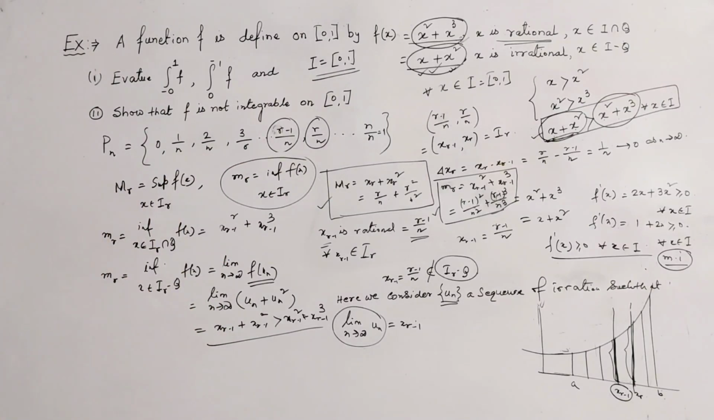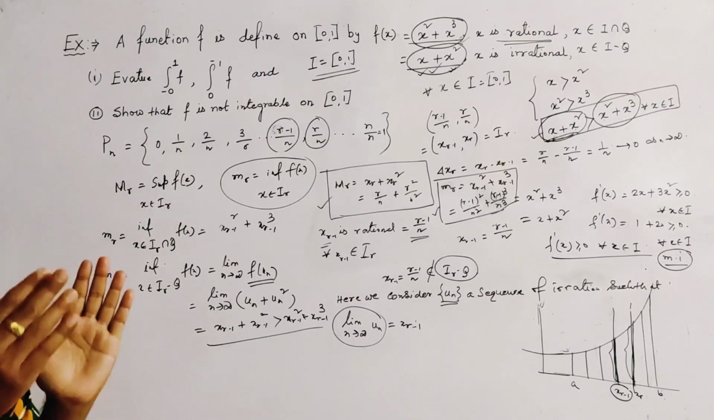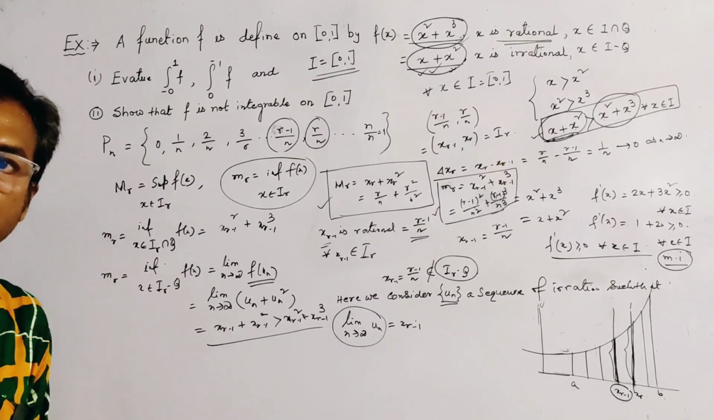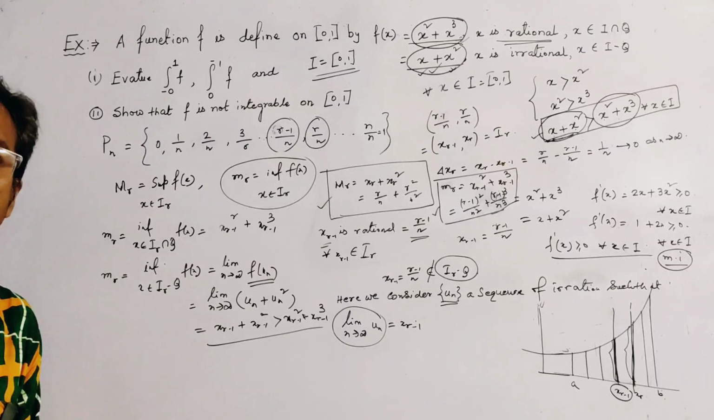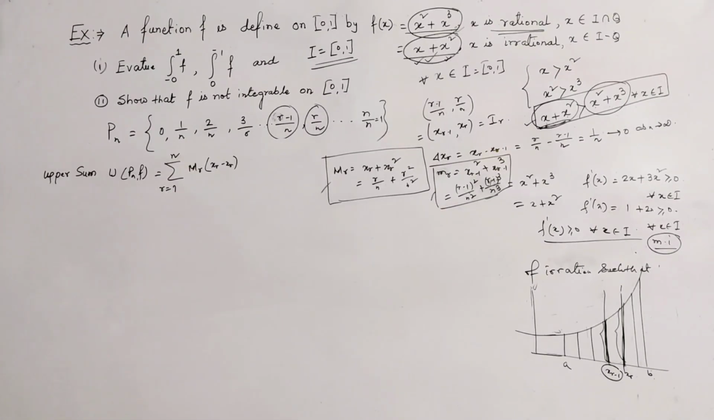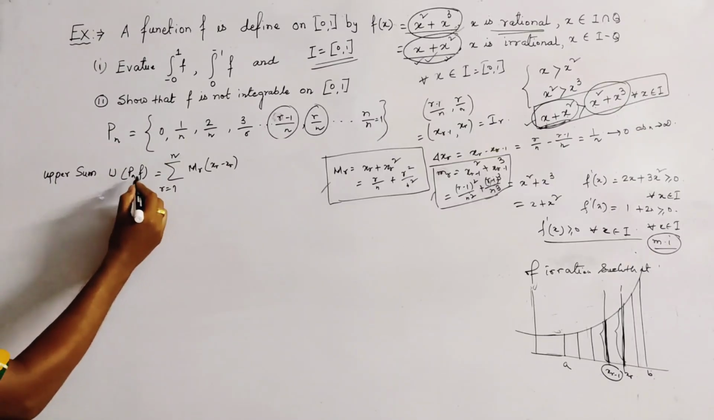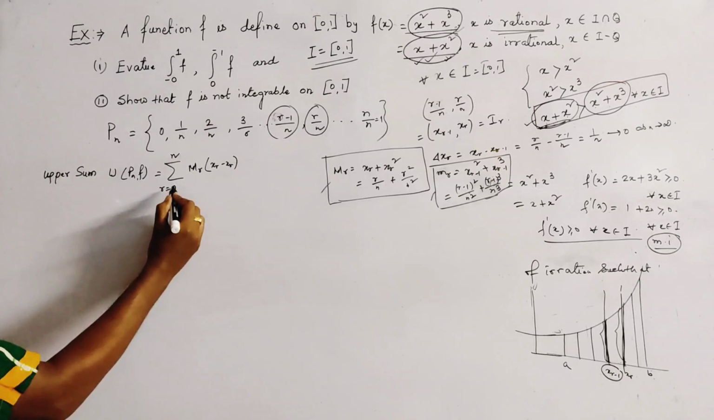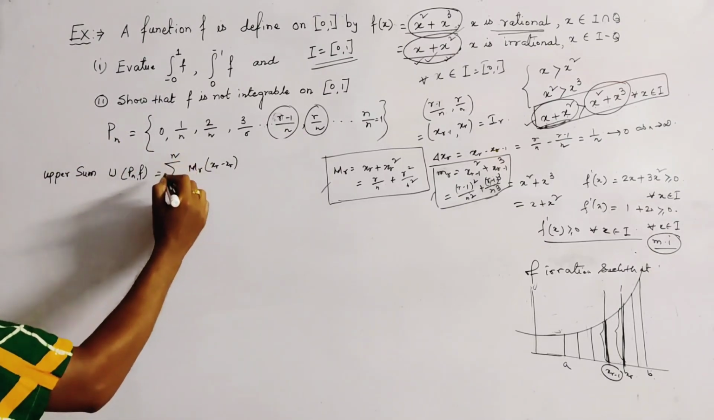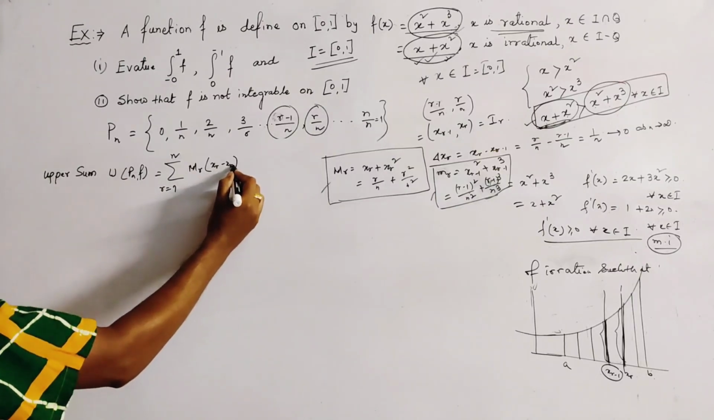Now we have to find the upper sum and lower sum. Then taking the limit as n tends to infinity, we get the upper integration and lower integration. The upper sum for this problem, U(P_n, f), is equal to the summation from r equal to 1 to n of MR, this is the supremum, times xr minus xr minus 1.